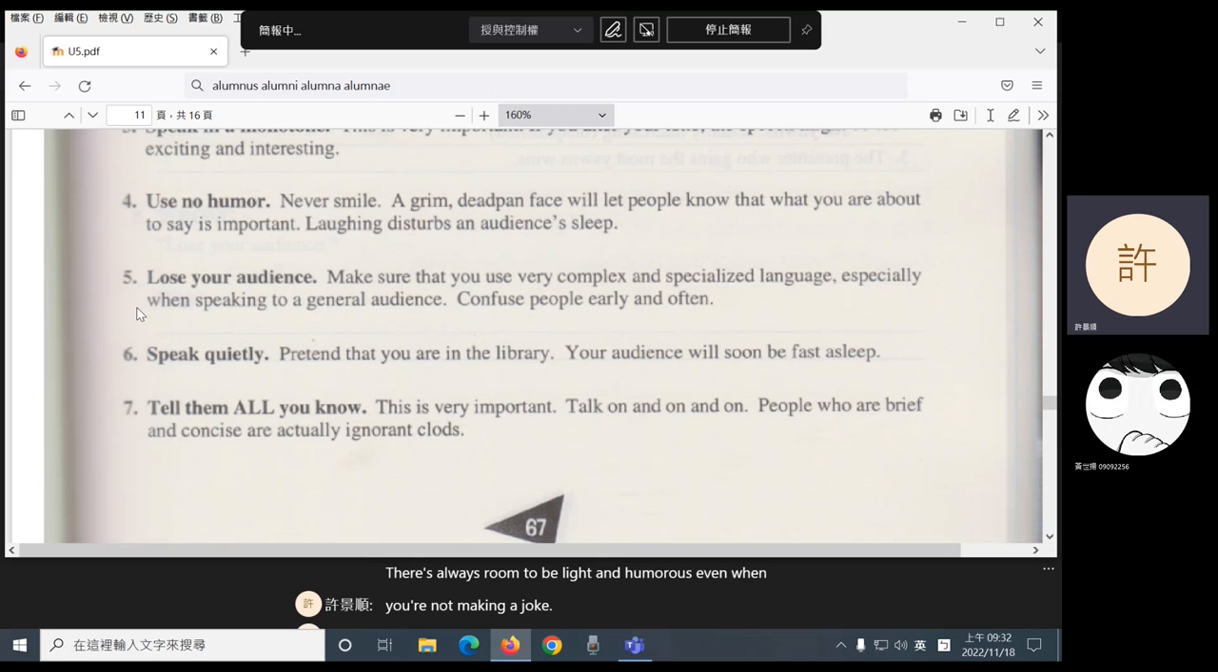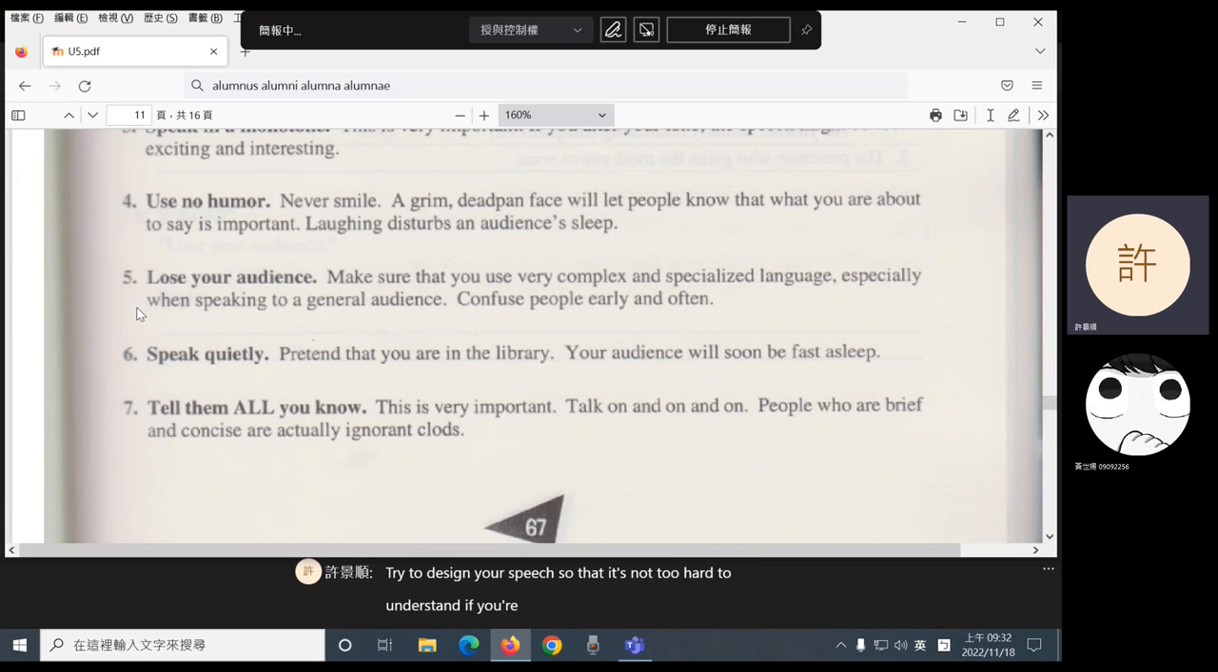Next, it says lose your audience. No, you want to keep your audience's attention. Try to use language that your audience will know. Try to design your speech so that it's not too hard to understand.